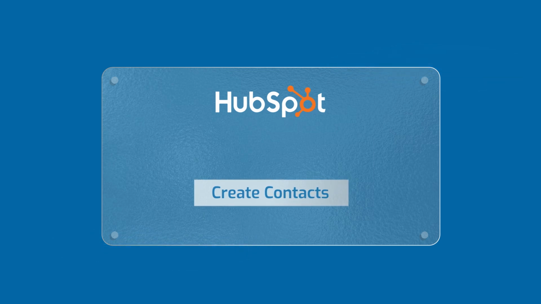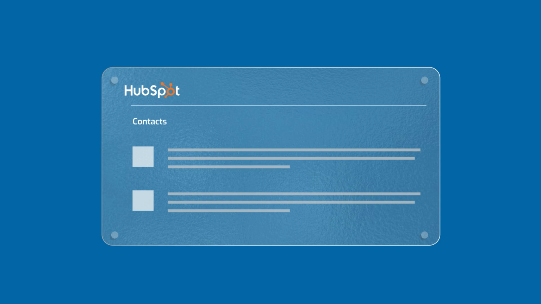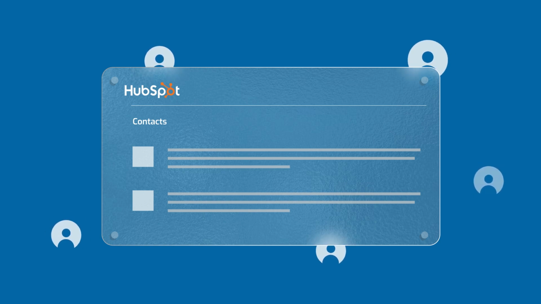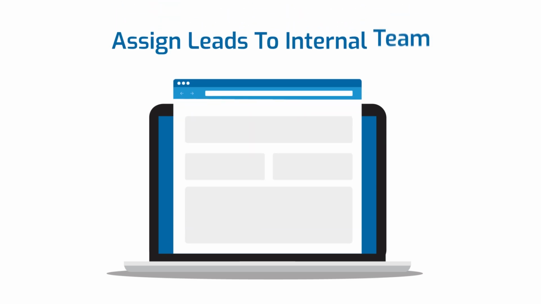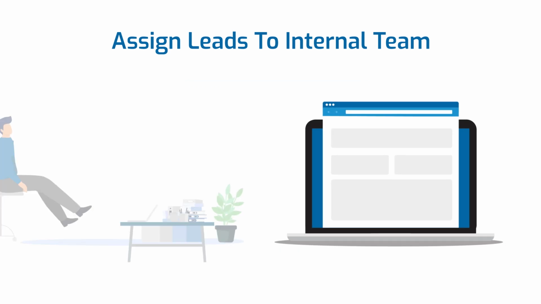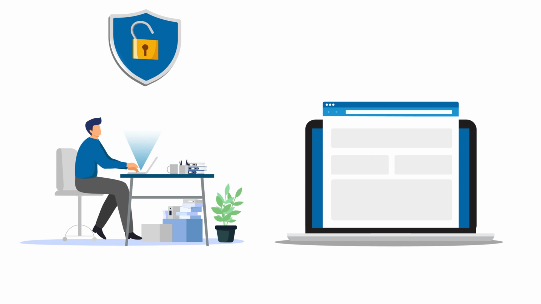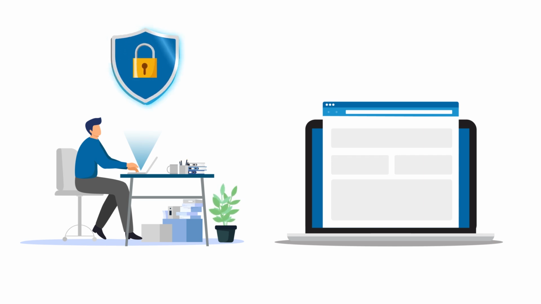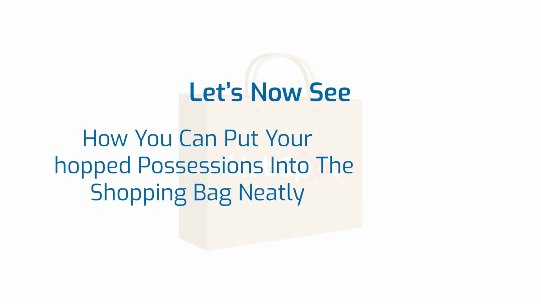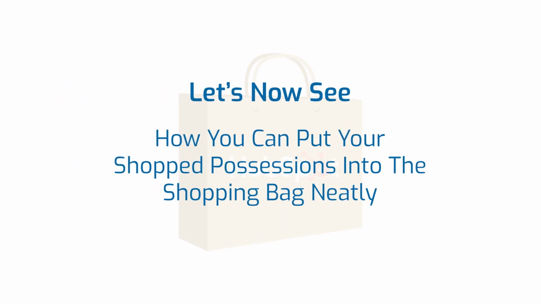By creating contacts in HubSpot, your team can record and store important information about business interactions and help all the concerned teams to access details about contacts in one place. You can run campaigns, assign leads to internal teams, automate, and more. While your internal teams can use these contacts created on HubSpot to run their campaigns, anyone who has authorized access to this HubSpot account can add contacts. Let's now see how you can put your shopped possessions into the shopping bag neatly.